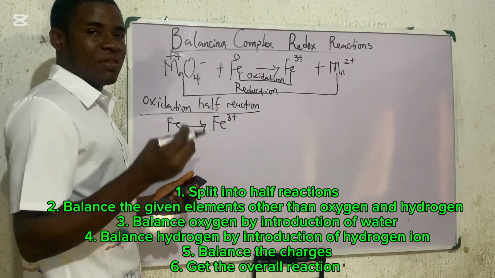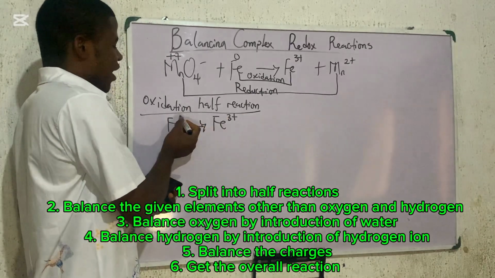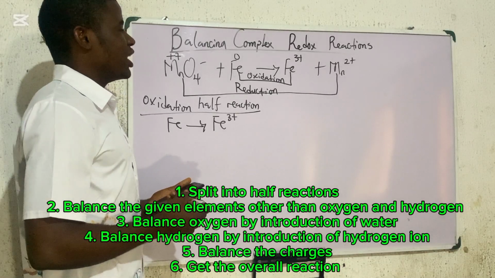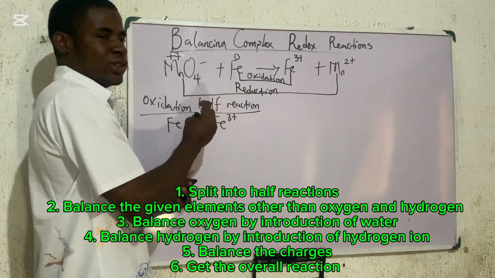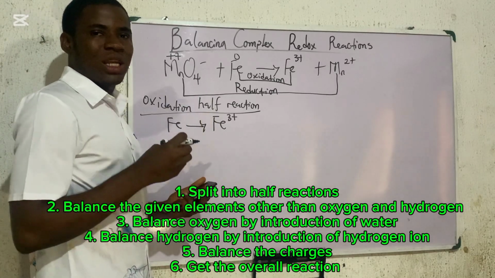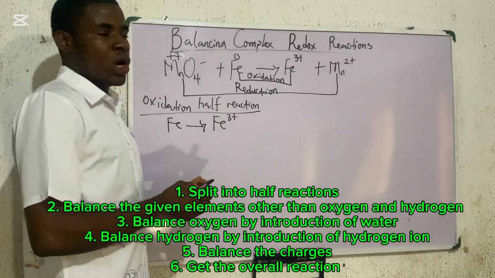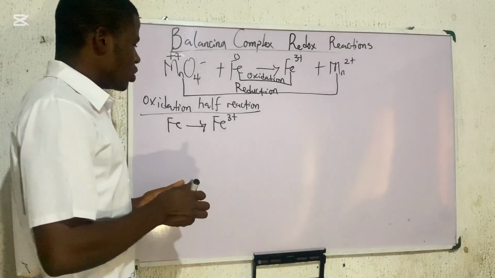After balancing the given element, we need to balance the charges. I have +3 charge here, but here I have 0 charge, so they are not balanced. We have to balance the charges. I like balancing the charges using the definition of the processes that occur according to electron transfer. What is oxidation? Because this is the oxidation half reaction. Oxidation means loss of electrons.